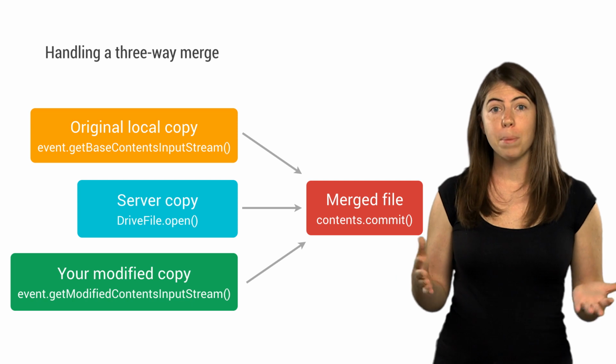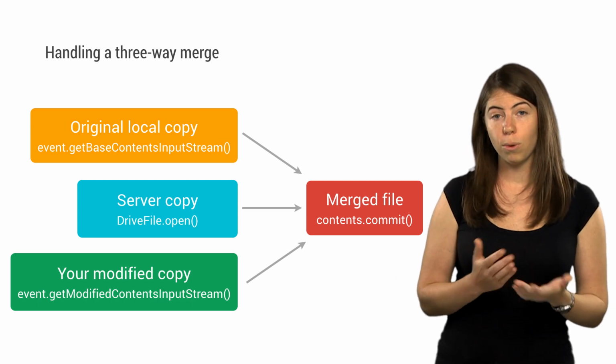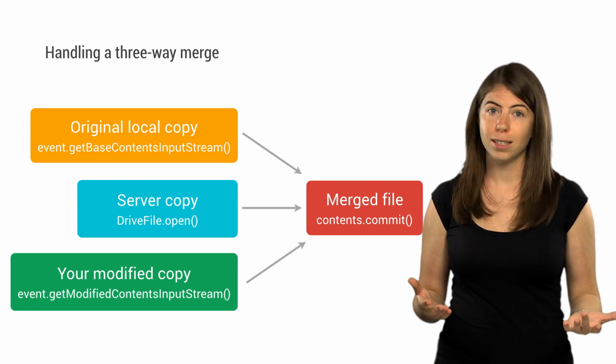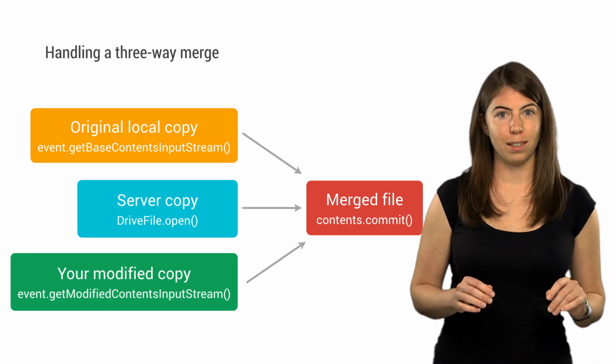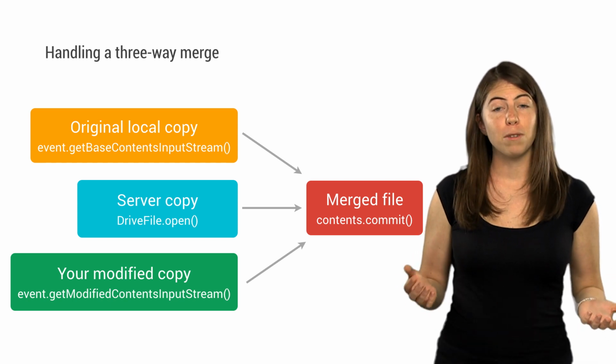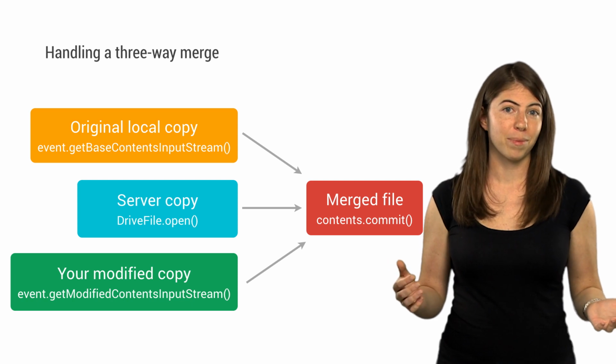Now, compare the three copies of the file to create the merged version, write this content as you normally would using contents.commit, and dismiss the completion event. See our sample code for an example of merging items in a task list.